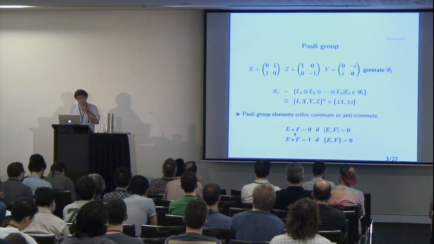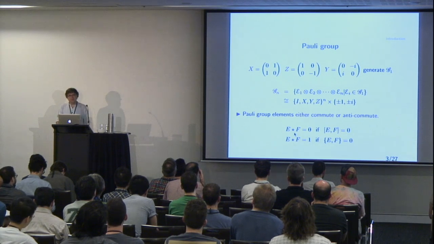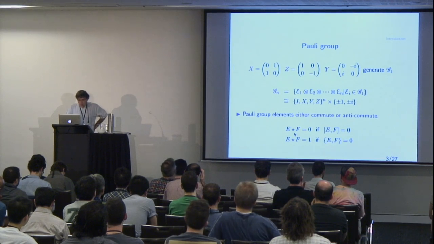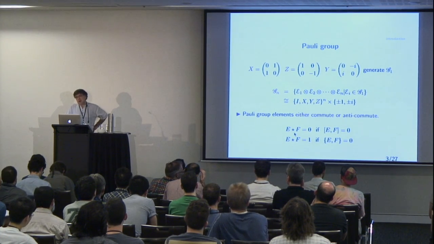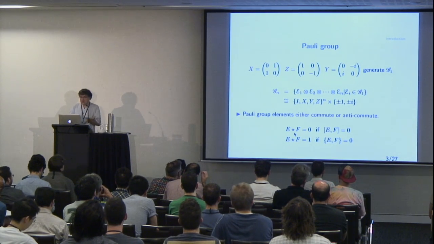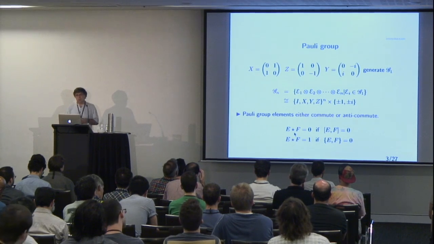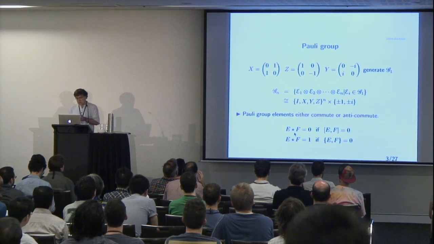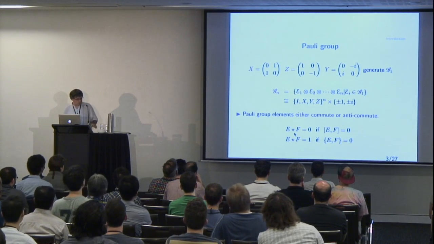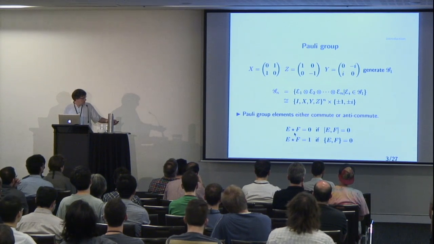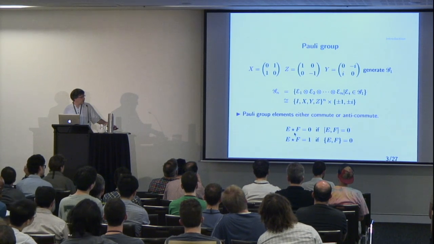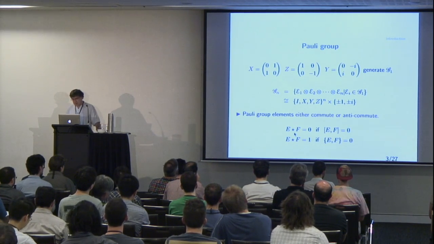And you take just tensor products of these, plus some phase, which is plus or minus i, plus or minus 1. You all know that these either commute or anti-commute. The X, Z, and Y all anti-commute with each other. And for the tensor product, you just count the number of anti-commutations to see if they commute or not. I will use a shorthand notation here for commutation, a star, which just means it's zero if the Pauli group elements commute, and one if they anti-commute.